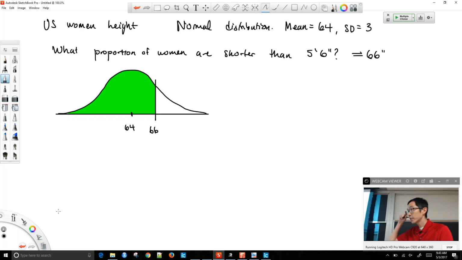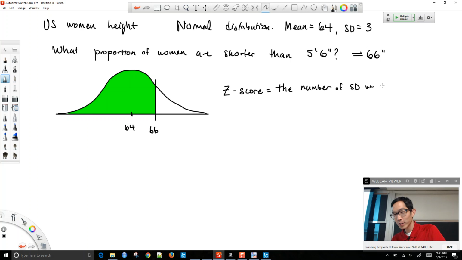Do you guys remember z-scores back from chapter 3? What was the definition of a z-score? Yeah, the number of standard deviations we are from the mean. Great. The z-score is the number of standard deviations we are from the mean, and the way we find that is we take our x and we subtract off the mean and we divide by the standard deviation. That's how we did it.